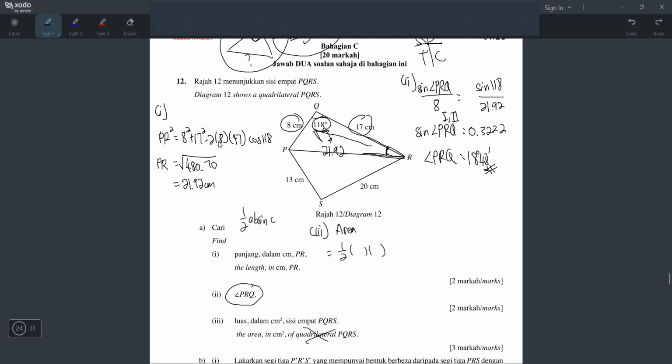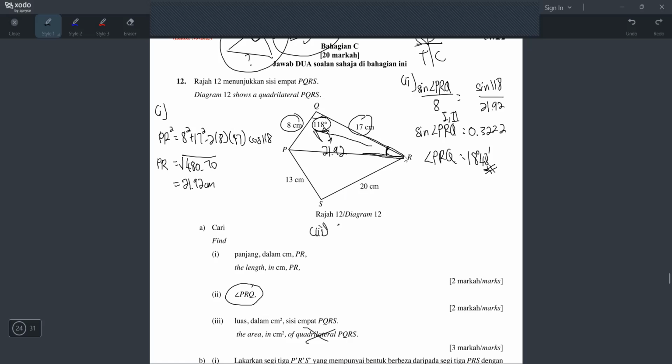But the bottom triangle has a problem. So I have to erase this already, because for the bottom one I don't have an included angle. I don't have any angle inside. So I cannot find the area. But of course you can use Heron's formula, that can also. But I'm lazy. You can use Heron's formula also, but the working is very long actually, so I don't like it. So why not I find any angle inside here?